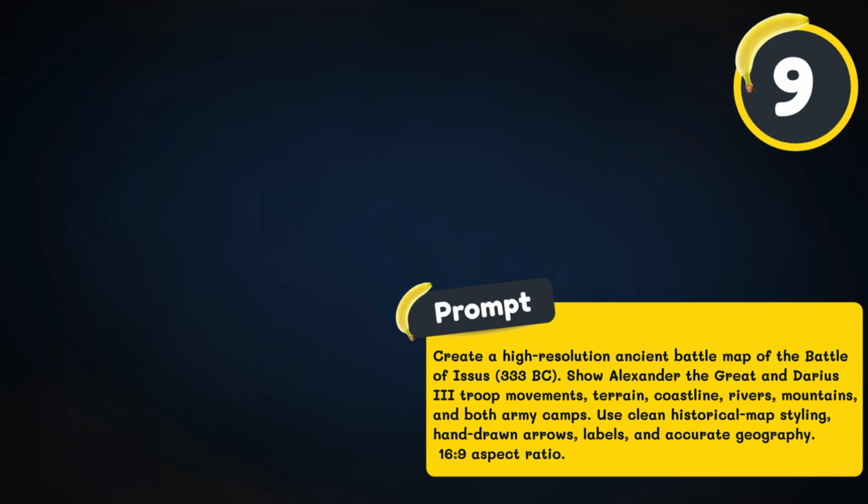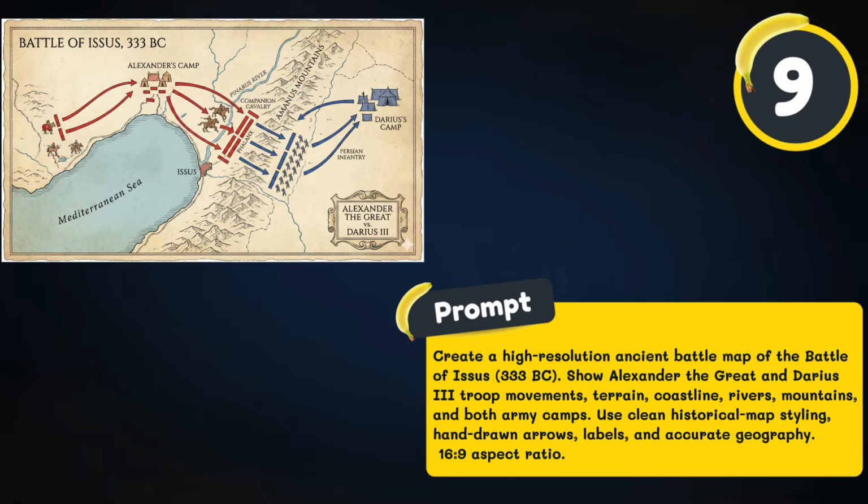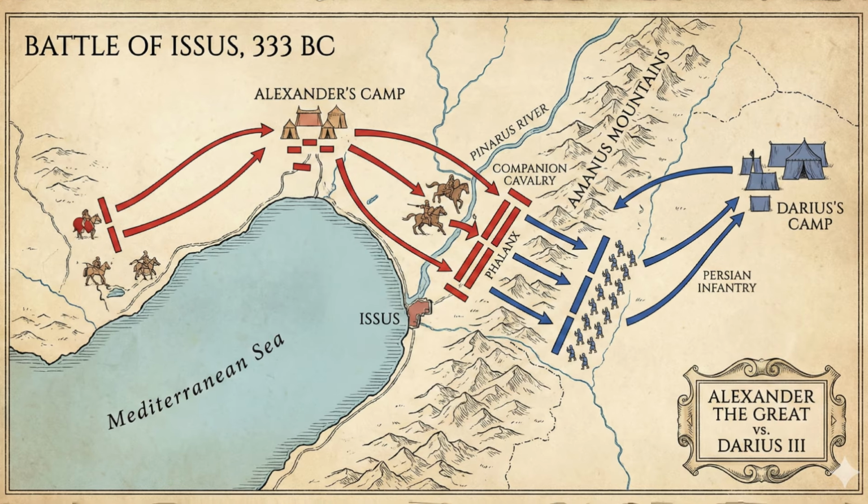For this use case, I wanted to test something a bit different. I wanted to see whether Nano Banana Pro could generate a fully accurate ancient battle map, not just a random drawing, but a real historical reconstruction. So I gave it a very simple prompt: a map of the Battle of Issus, 333 BC. And that's it. No troop details, no strategy explanation, no geography, nothing. From there, the model did everything on its own.